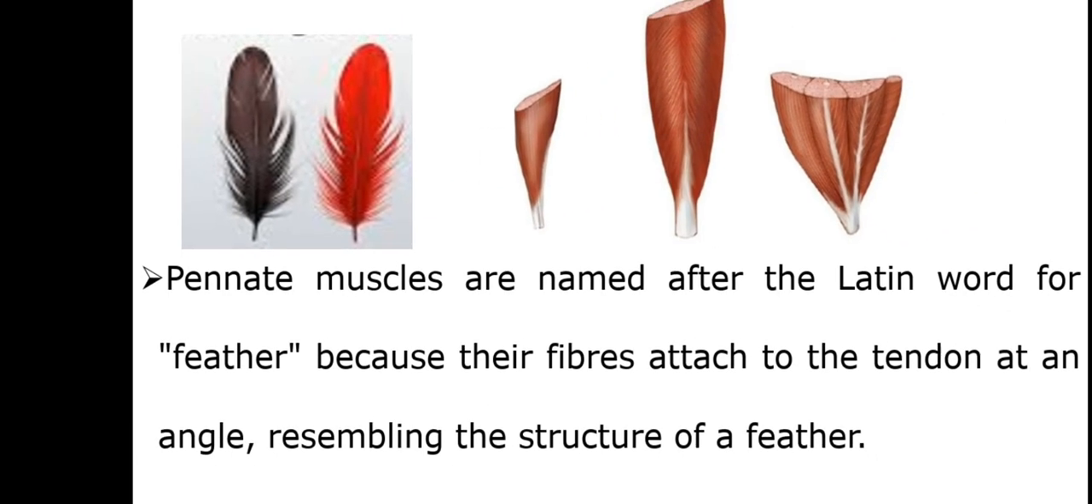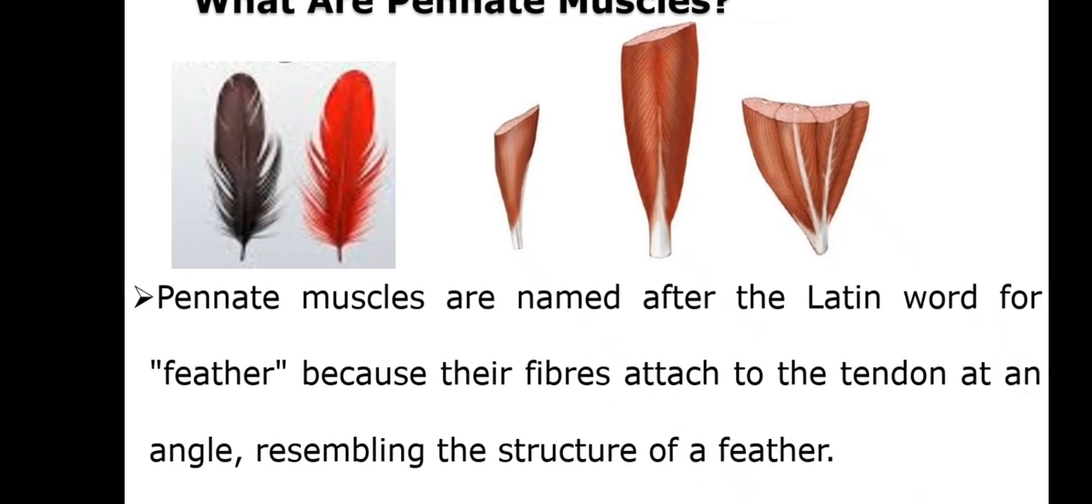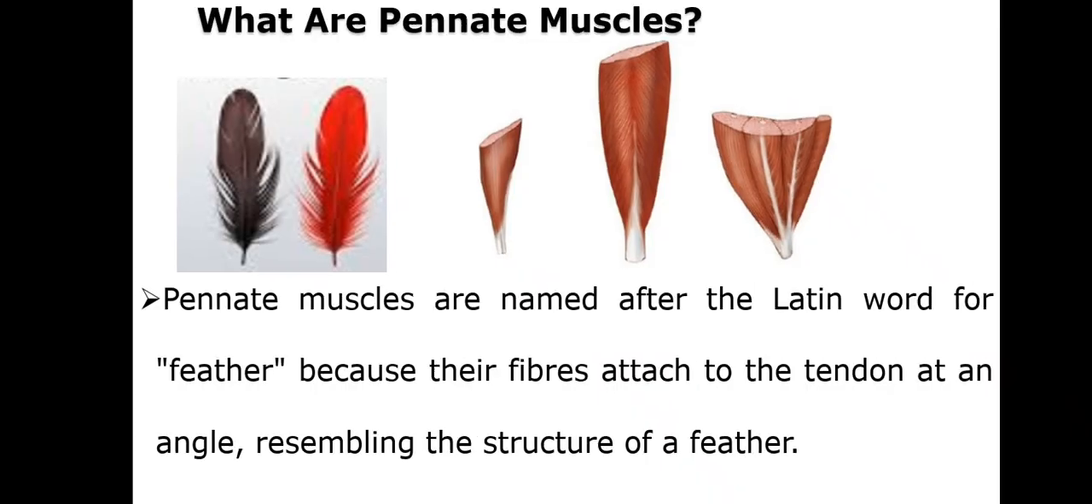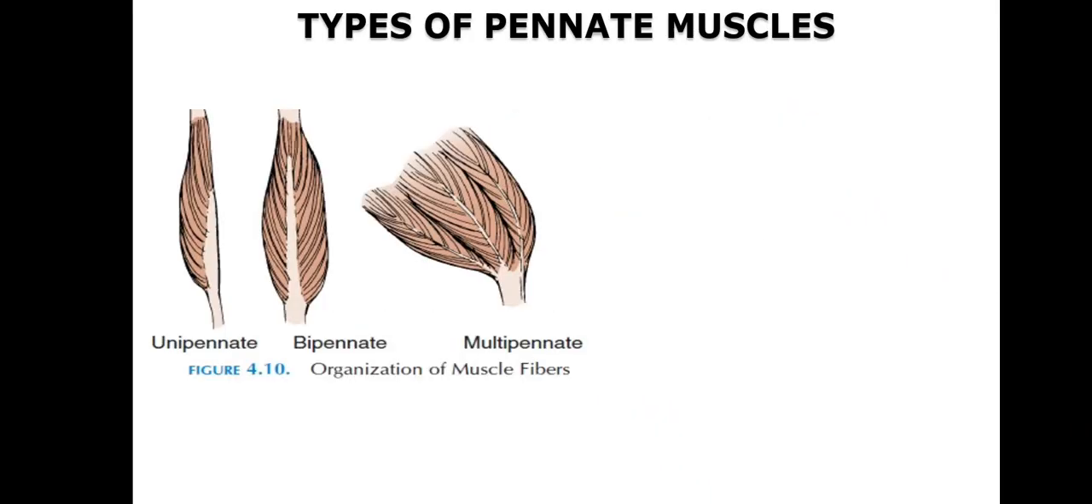Now, it's also important for you to know that these pennate muscles are of different types. They are what we call unipennate muscles, bipennate muscles, and multipennate muscles. Let's explore those shortly. So that is the concept on this particular slide. Now, types of pennate muscles. They're very simple.